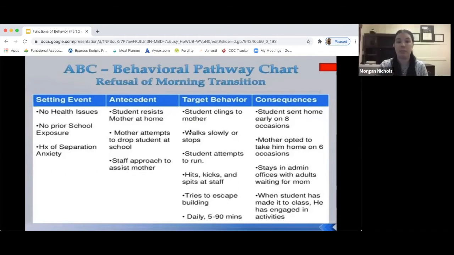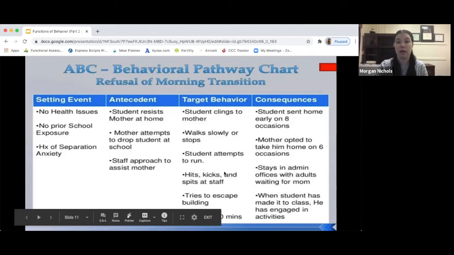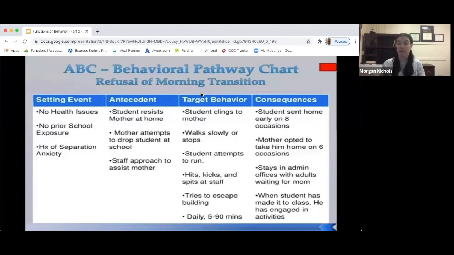So if we want this behavior to stop, and we want this child to be able to transition to school very successfully, where maybe he walks on his own, he has a smile on his face, he does not attempt to run, instead he goes into the classroom, he doesn't hit, kick, or spit at staff, maybe he'll even hold their hand as he walks. If we want him to have no problematic behavior, we need to understand what this looks like.